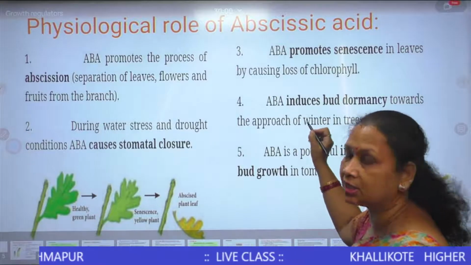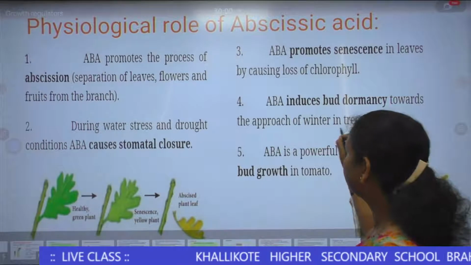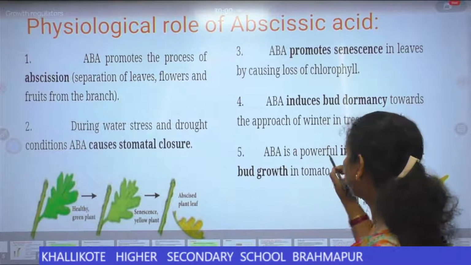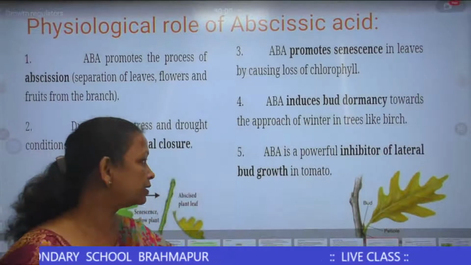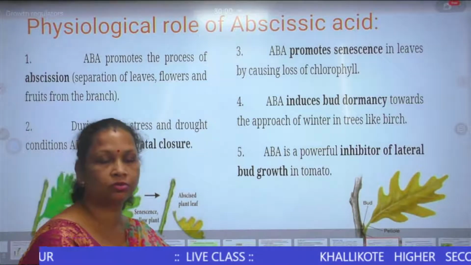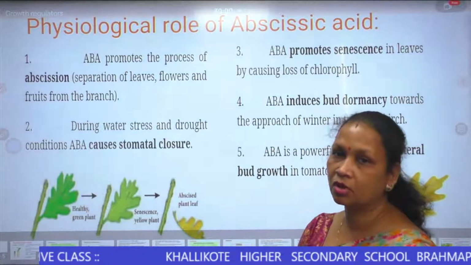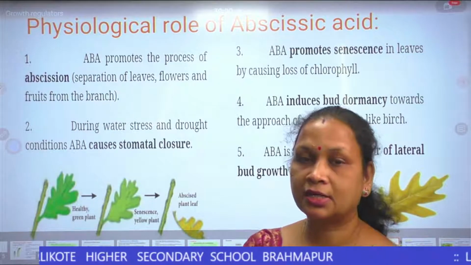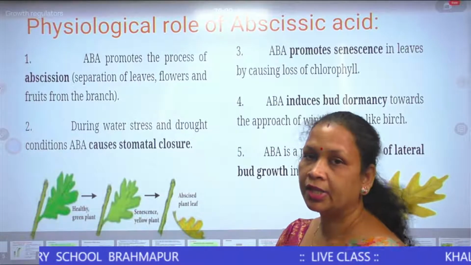Similar dormancy is also induced in the seed. The seeds that we store have large amounts of abscisic acid produced, which prevents them from germination. So, it induces dormancy in the seed as well as buds, and mainly the bud dormancy is seen when there is approach of winter in plants like birch. Abscisic acid is a powerful inhibitor of lateral bud growth in tomato. So, in tomato, abscisic acid prevents the growth of the lateral buds.